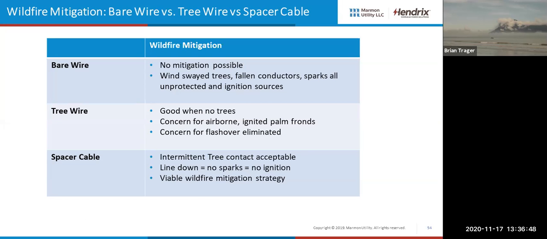So with respect to wildfire mitigation, bare wire gives you no mitigation whatsoever, whether you've got wind, swayed trees, fallen conductors, sparks all over the place, and serious sources of wildfire ignition. Tree wire is good when there's no trees, because I have a concern for airborne ignited palm fronds, and concern for that flashover is eliminated. With spacer cable, intermittent tree contact is possible. If a line is down, there's no sparks, no ignition, and it's a viable wildfire mitigation strategy.